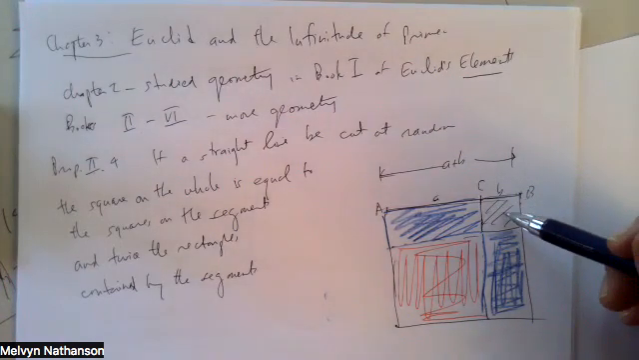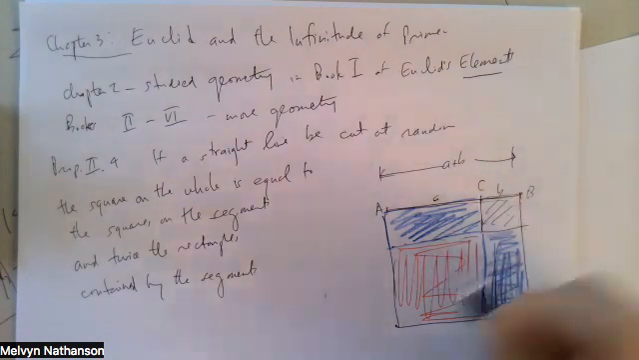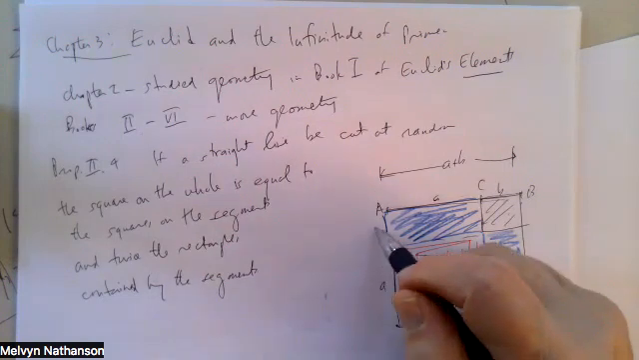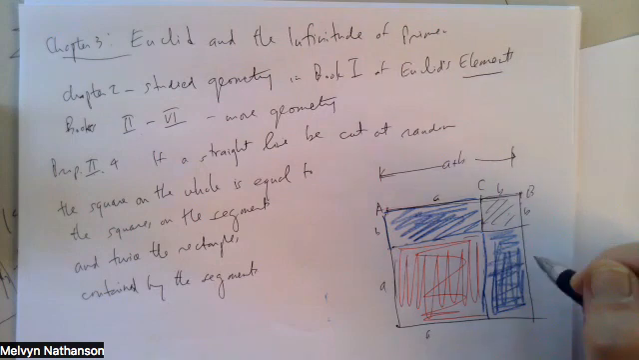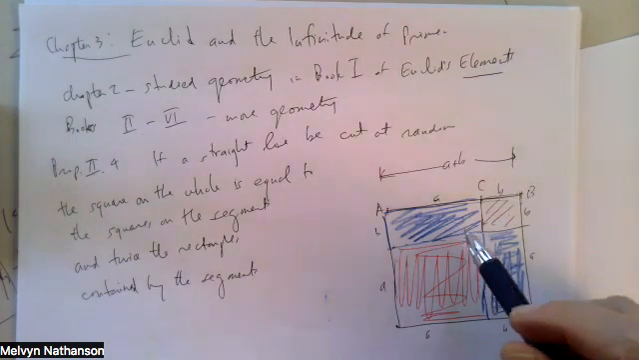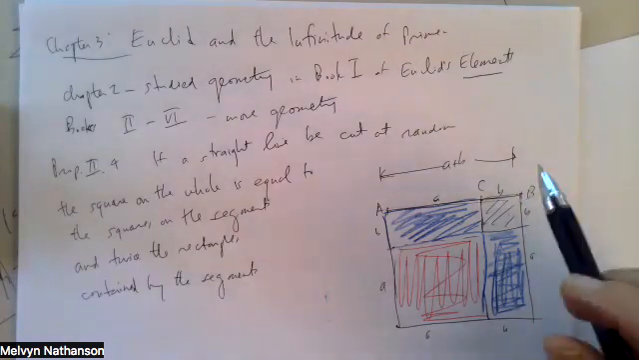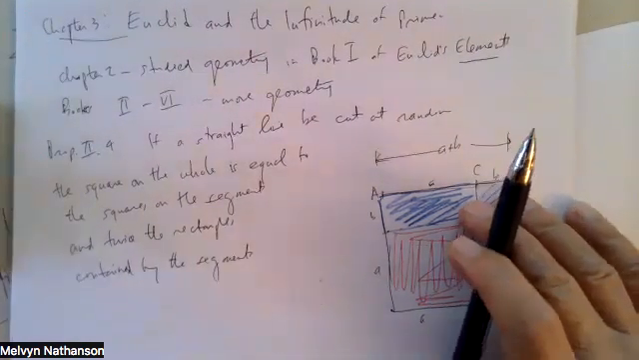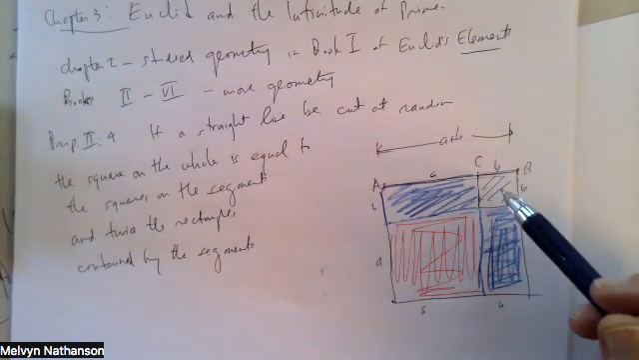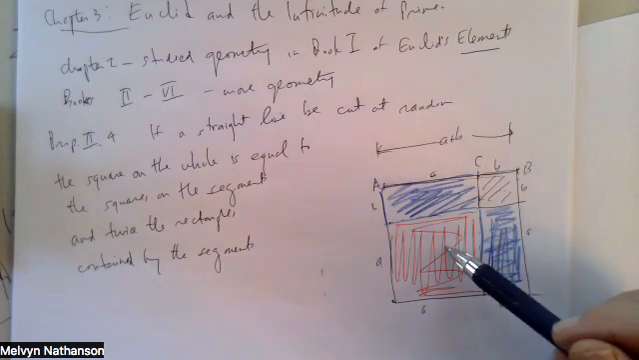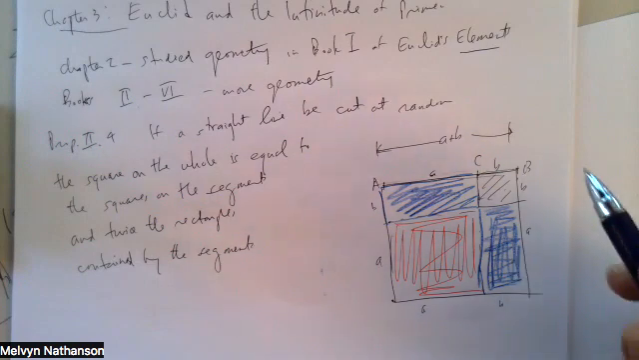So this is the square whose side is b. This square has side a. And the blue rectangles are rectangles with sides a and b. And this theorem, proposition 2.4 of Euclid, says the area of the square is the sum of the areas of the two small squares plus twice the area of the rectangle.